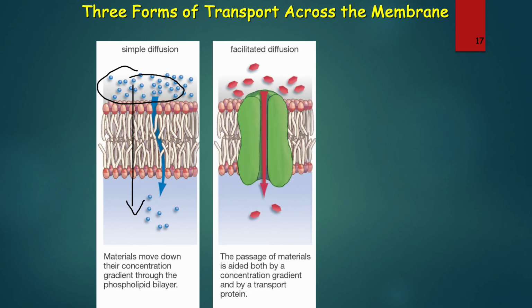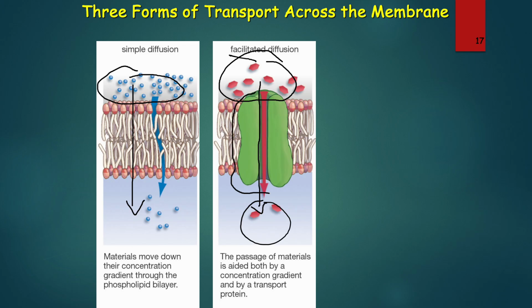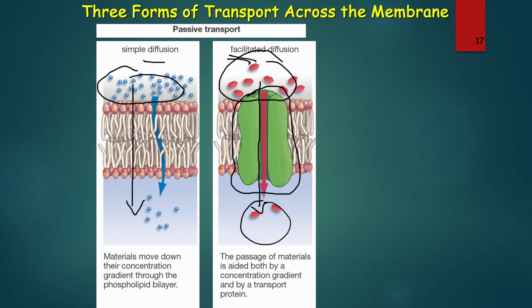Facilitated diffusion, again, is where you have a high concentration of particles and they are still going to move to an area of low concentration, but they need help. They're facilitated. They're going to have a protein that's going to help them. Simple diffusion and facilitated diffusion are both passive transport, meaning they do not require energy because they're going down the concentration gradient.